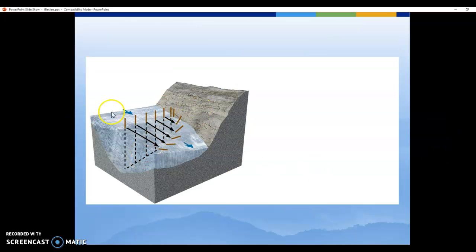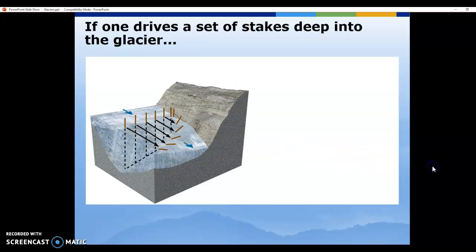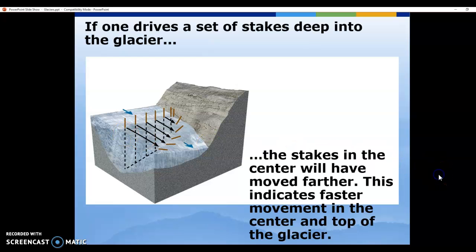But you can't see the cross-section in the simulations. It's a side-on view. As we move away from the side of the channel where there's friction and again some freezing, it moves faster towards the center. So here that's shown with a series of stakes that have been pushed into the ice.